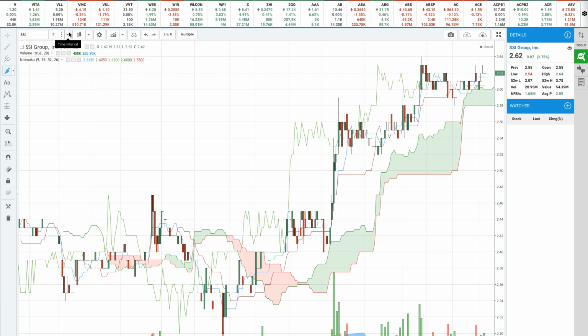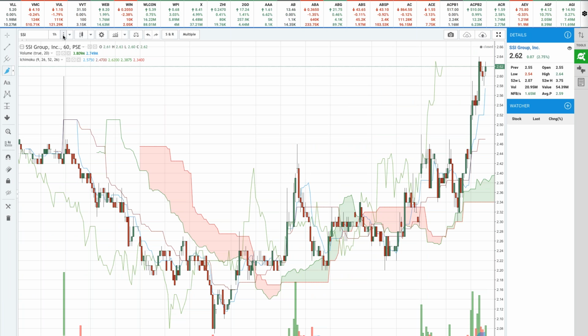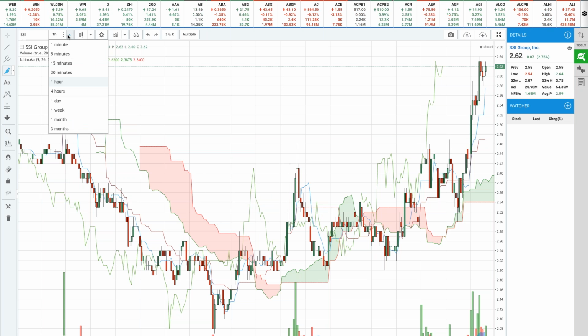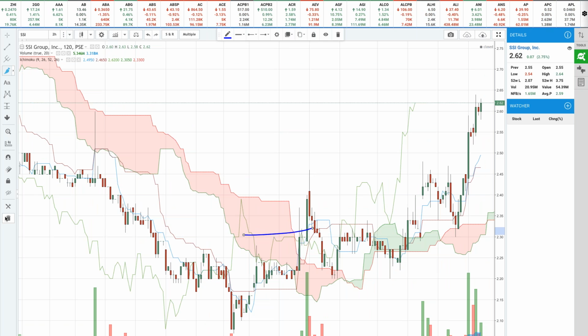So we see that in the 5-minute chart, we are bullish. So we confirm that with the hourly chart. This by default shows us the 1 hour chart. We'd like to go to the 2 hour chart for more clarity, 2 or 4 hour chart. So if you go to the 2 hour chart, go to the 120-minute chart.